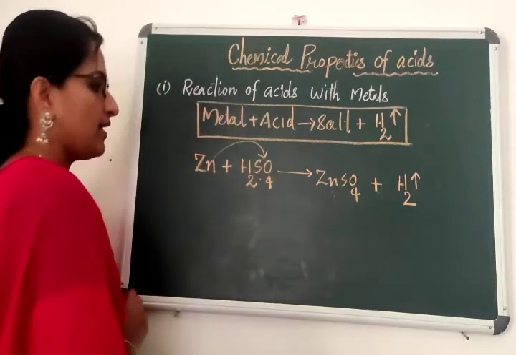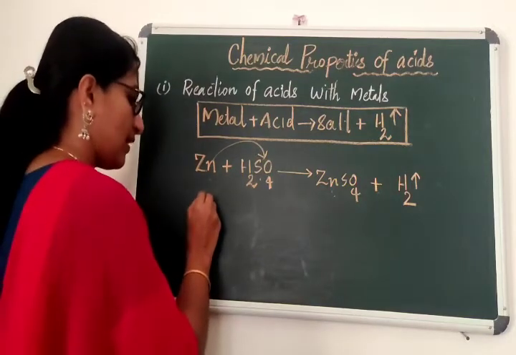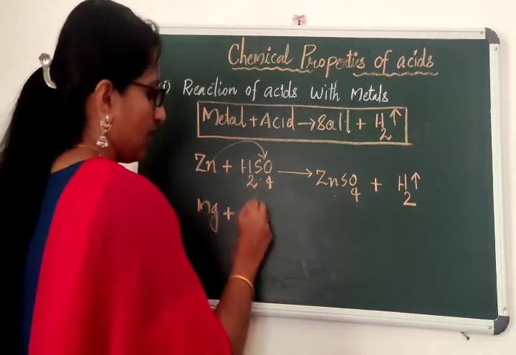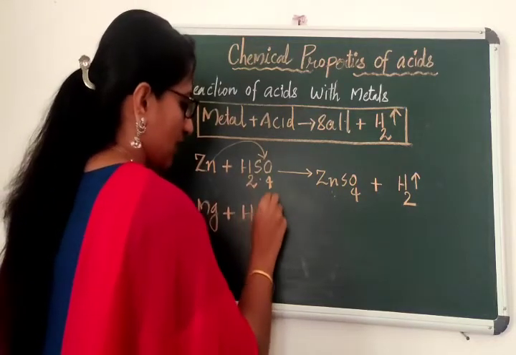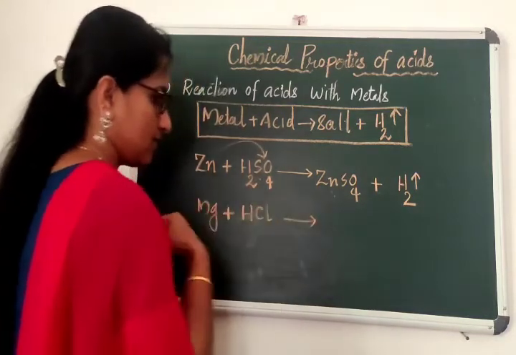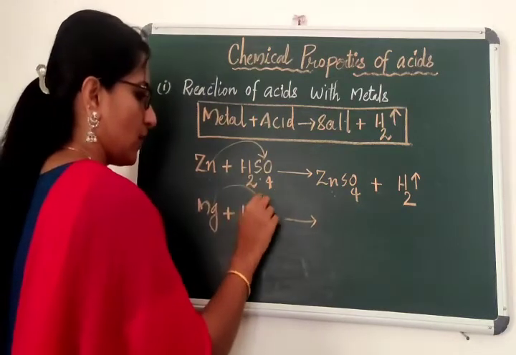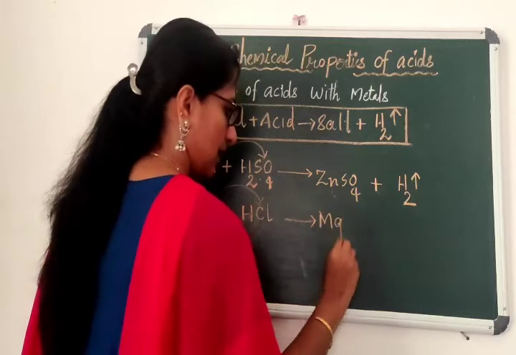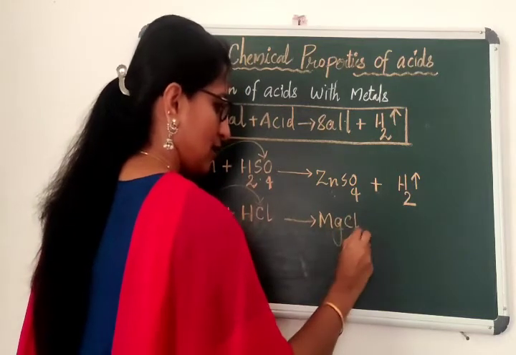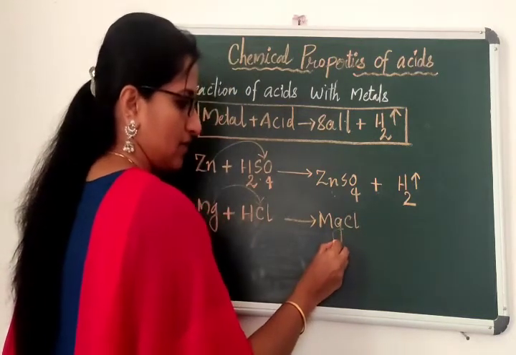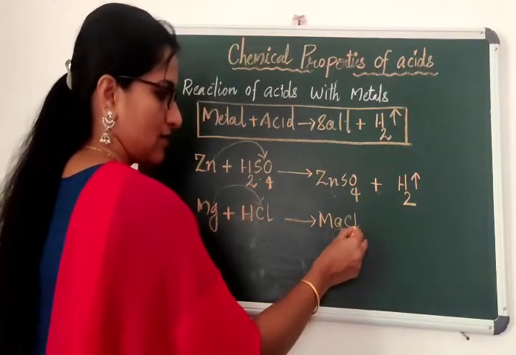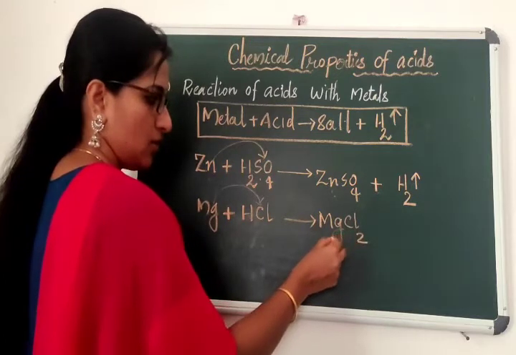And if you take another example, if you take another metal, if you take magnesium and add dilute hydrochloric acid, what happens? First it will produce the corresponding metal salt, that is magnesium chloride, MgCl2. What is the valency of magnesium? It is 2. It has to be given to chlorine, magnesium chloride. And the valency of chlorine is 1, which has to be given to magnesium.